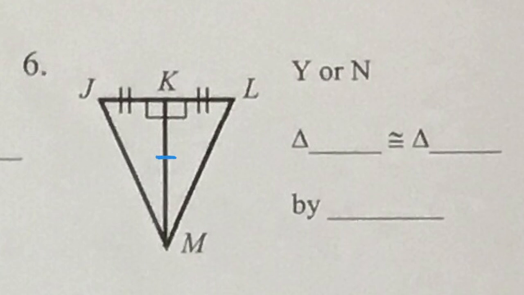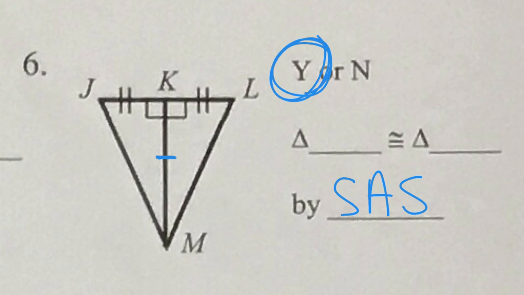The reflexive side, KM. So a yes or no? Yes, by what three letters? Side, angle, side. Now notice they're saying, but wait, there's a 90-degree angle, and I thought if there was a 90-degree angle, it was going to be hypotenuse leg. Well, that's true if we know the hypotenuse, right? But we aren't marked that we have a hypotenuse, so this is not hypotenuse leg. If you don't have a hypotenuse marked, you can't use HL.